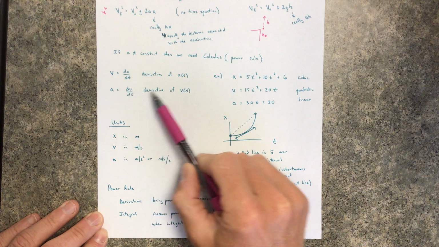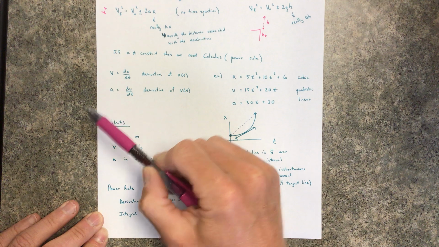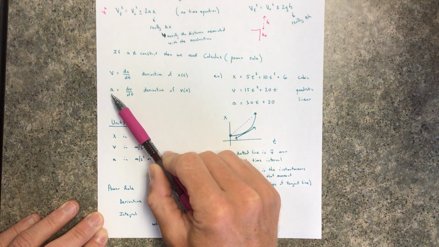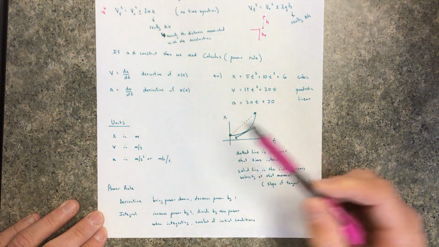Acceleration is the derivative of velocity, right? Velocity is the rate at which you change your position, a rate, a slope, a derivative. Acceleration is the rate at which you change your velocity, the derivative of velocity.